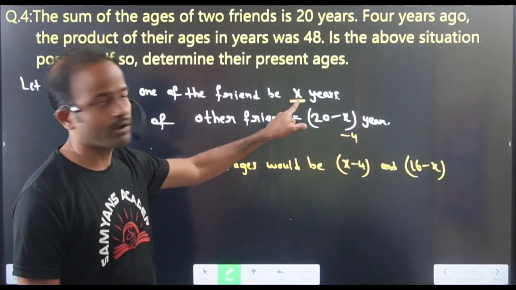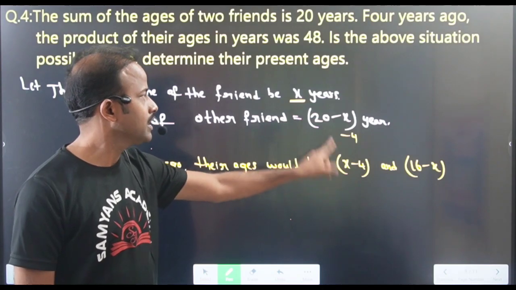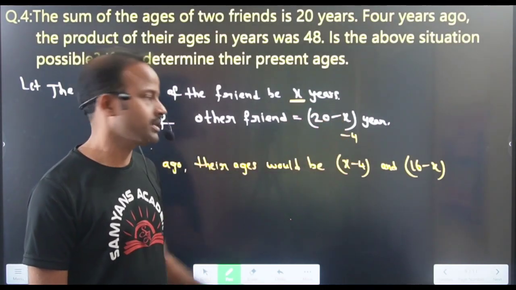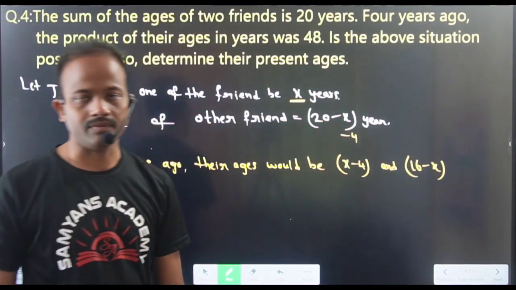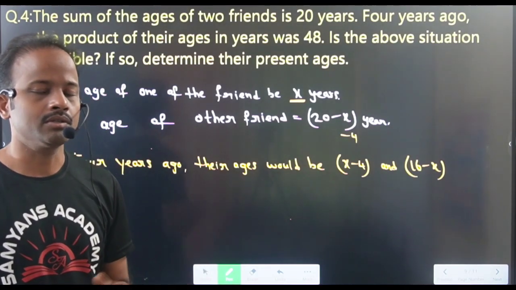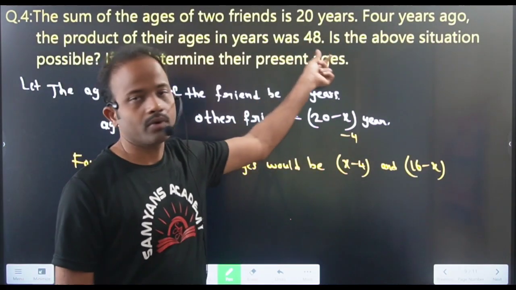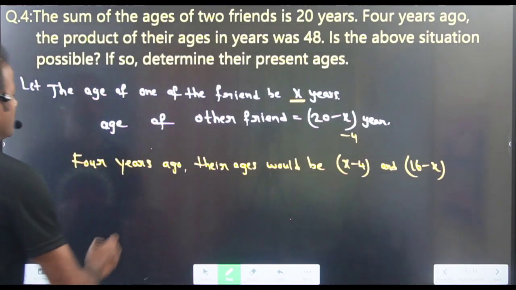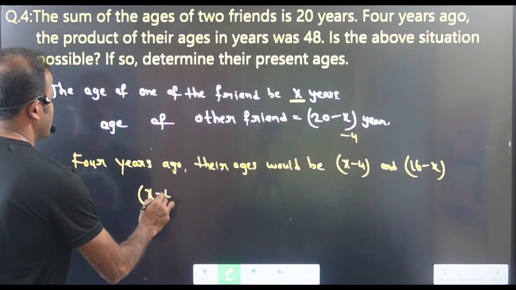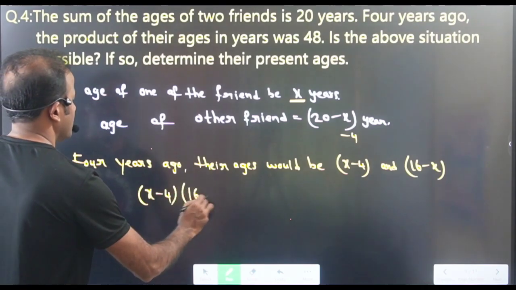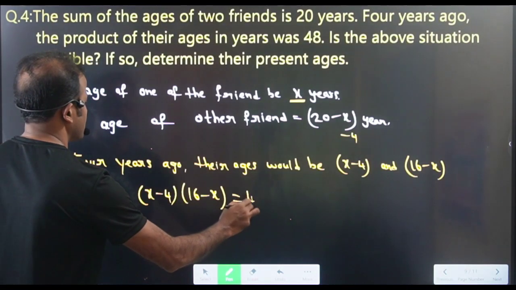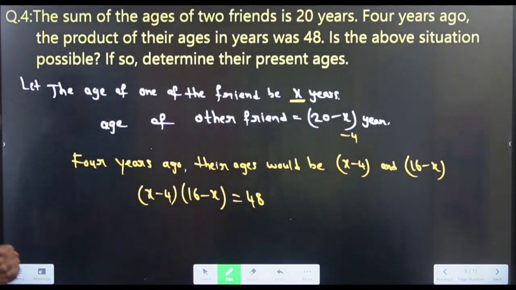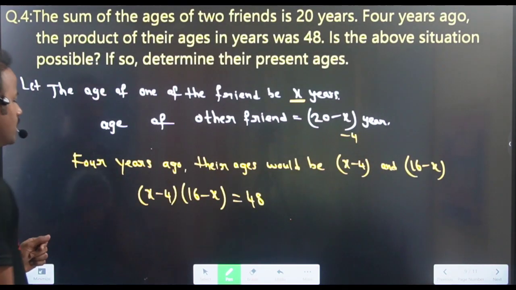How did it come? Subtract 4 from both: x-4, and from 20 minus x subtract 4, how much do we get? 16 minus x. Now if we multiply these values, the product should be equal to what? It should equal 48. Okay, so now you make it a product: x-4 into 16 minus x equal to how much here? 48. Okay, now what do you have to do?